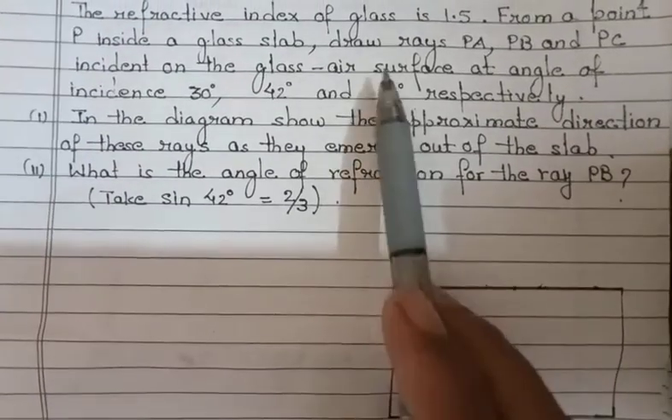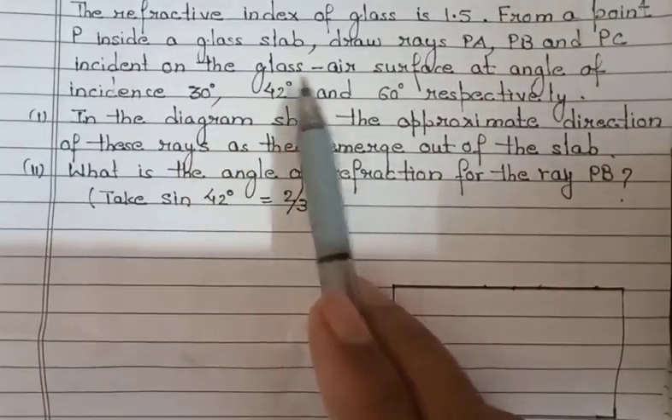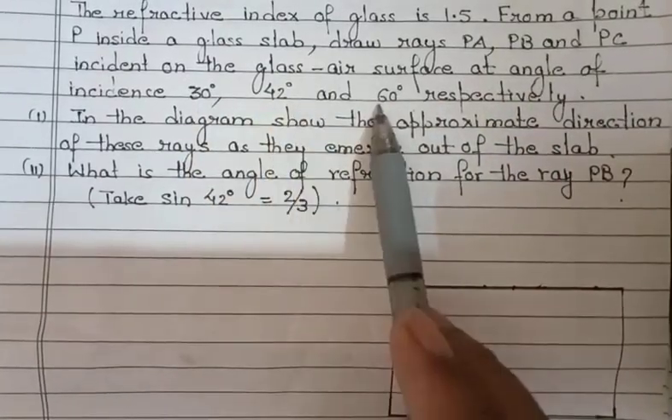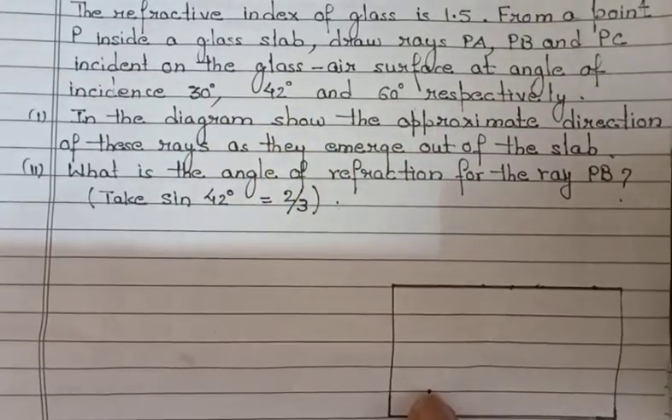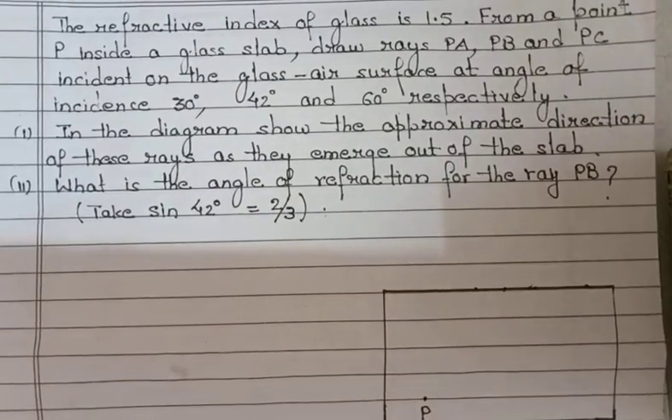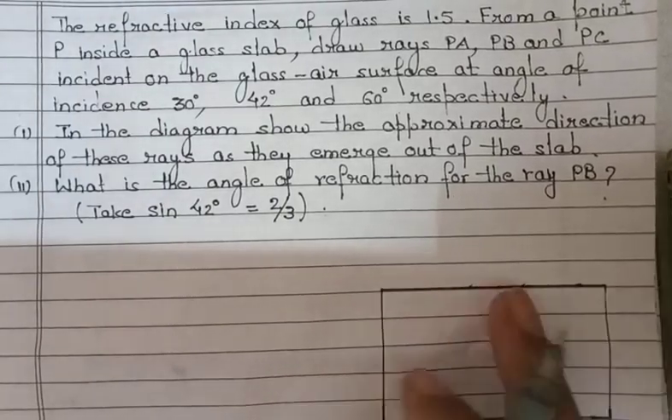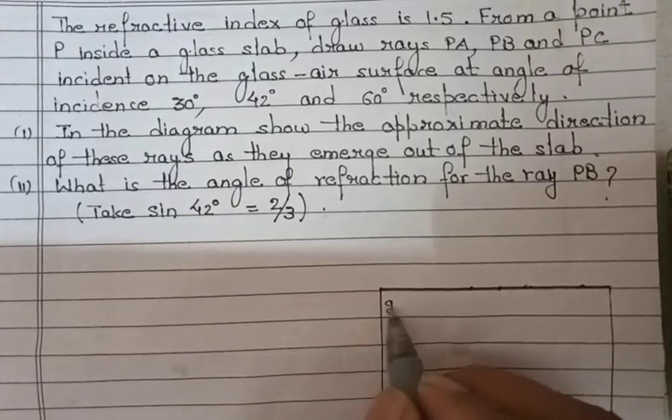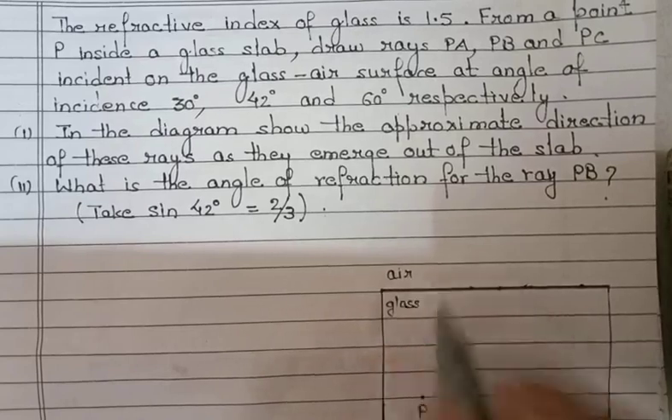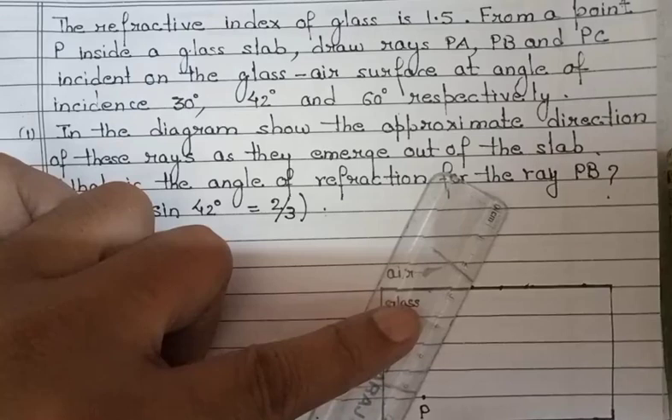Now they say draw rays PA, PB and PC incident on the glass air surface at an angle of 30, 42 and 60 degree respectively. So from this point P we have to draw three rays. These three rays have to be drawn on the glass air surface. Now this is glass block, so this is glass, and this side we have air, so this is glass air surface. Now on this surface we have to draw three rays.